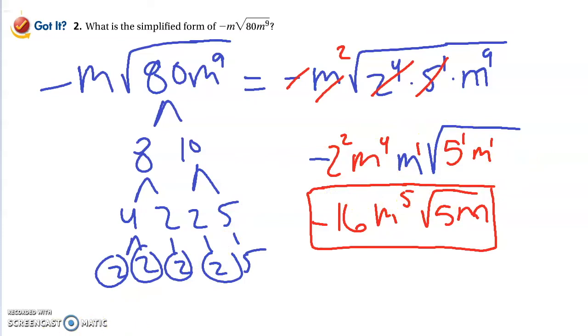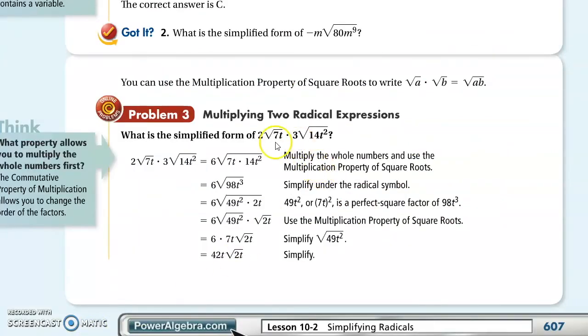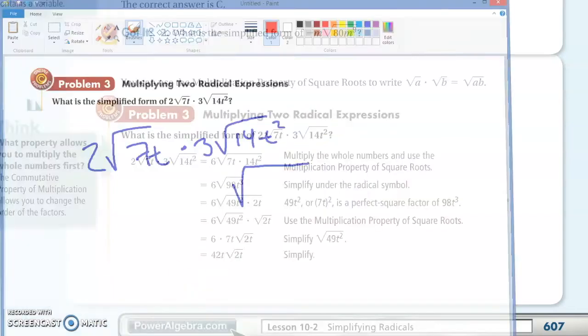All right. What if we try to multiply 2 radicals together? Like in this case, for problem number 3, we have 2 square root 7t times 3 square root 14t squared. Well, it's actually kind of easy. It works very much like you think you would. You multiply the numbers on the outside together, and the numbers on the inside can actually be combined as well. So let's go ahead and take a look at this.